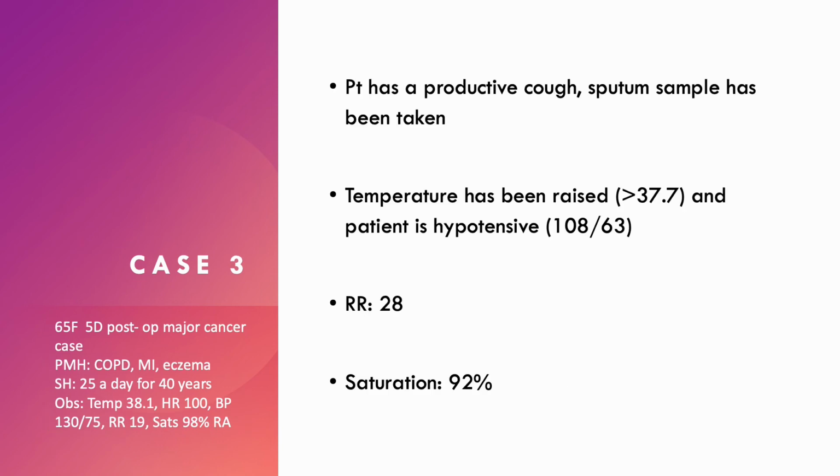So you go and review the patient later on the shift. The patient has a productive cough. The sputum sample has been sent and taken. The patient has had a persistently high temperature of above 37.7 and they're now hypotensive at 108/63. Respiratory rate is 28, so they're tachypneic, and the saturations are 92% on air. What does this patient probably have? Sepsis. So what we're going to do, we're going to do an A to E assessment, and we're going to put the patient on high flow oxygen, 15 litres via non-rebreathe mask, immediately.